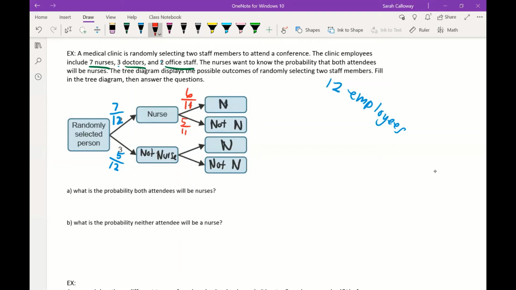For the second branch, we've chosen someone that wasn't a nurse. So that group is going to go down. So there's 4 people that are not nurses that are left over, and only 11 people left to choose from. And then the probability that a nurse is chosen, remember that 1 person was already chosen. They were not a nurse though, so there's still 7 nurses left in the pool.